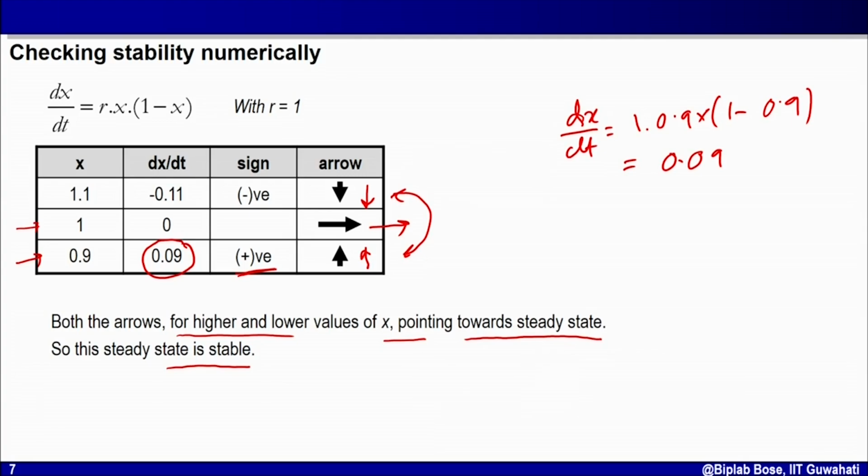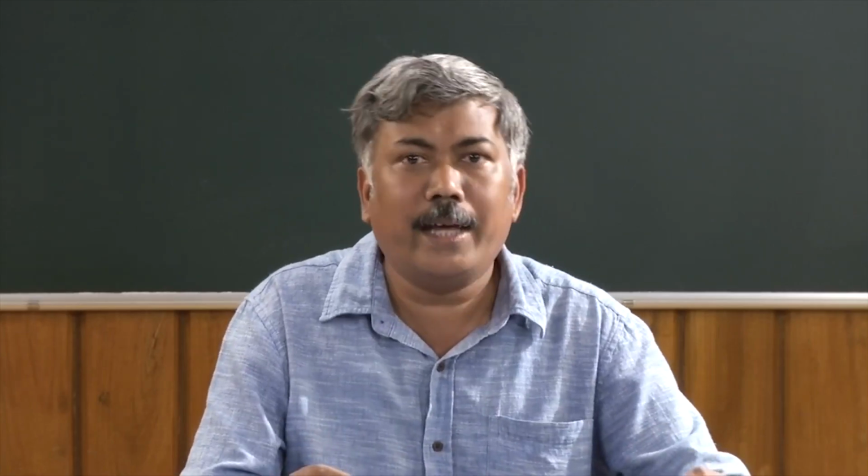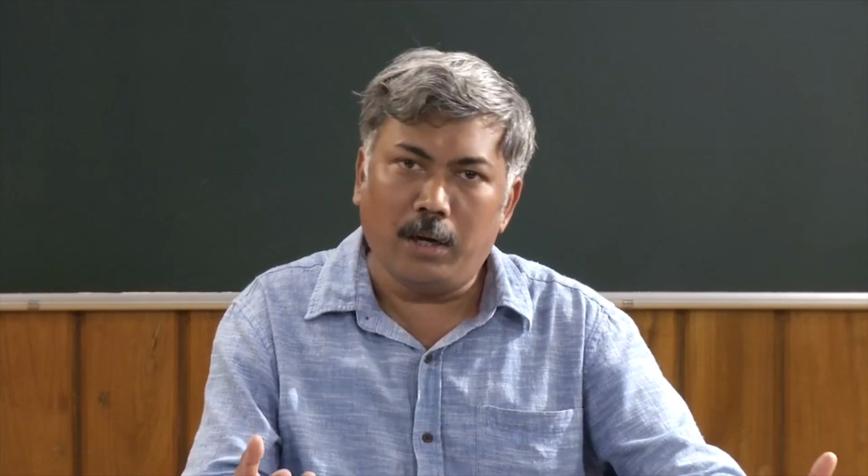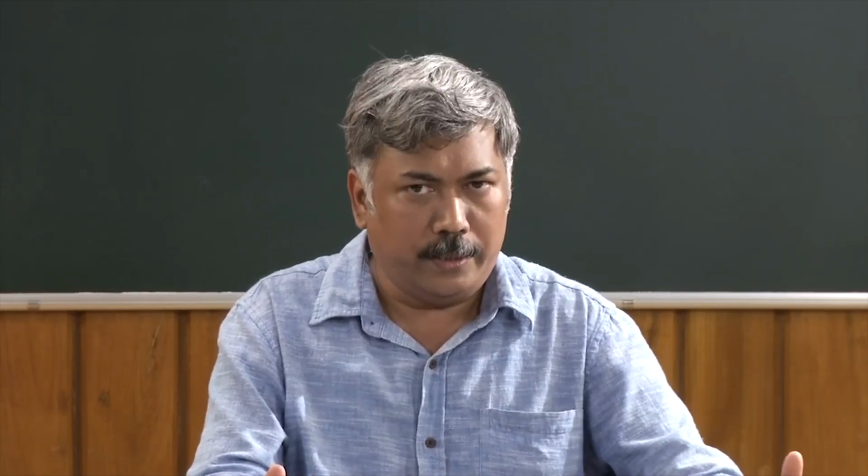Again, I have not drawn the complete direction field. Rather, I have calculated the derivative and the direction of the arrows just near a particular steady state and have tried to decipher the stability of that steady state. This is much simpler than drawing the complete direction field and analyzing it. In this way, you can analyze the stability of any steady state.